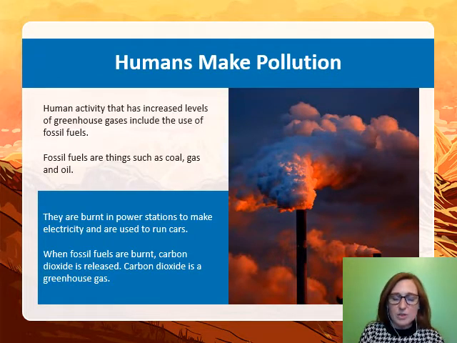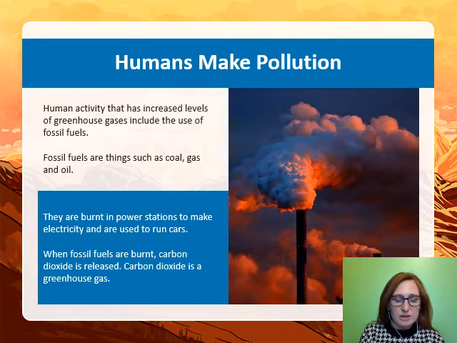So these are old living and natural things. As they go into the ground and decompose, they're pushed and altered into coal, gas, and oil. So they were once living things, which is what makes them a fossil fuel. And they're known as a fuel because we can burn them for power and energy. They are burnt in power stations to make electricity and are used to run cars. Remember that oil can be turned into petrol and diesel and kerosene.